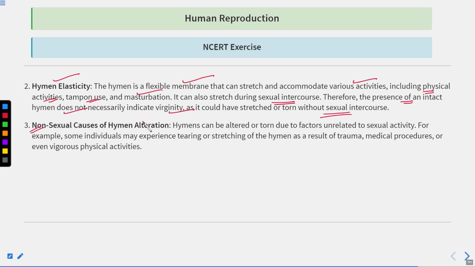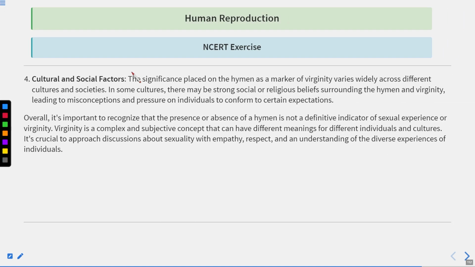Next is non-sexual causes of hymen alteration. Now, hymens can be altered or torn due to factors that are not related to sexual activities. For example, some individuals may experience tearing or stretching of the hymen as a result of trauma, medical procedures, or even vigorous physical exercises.